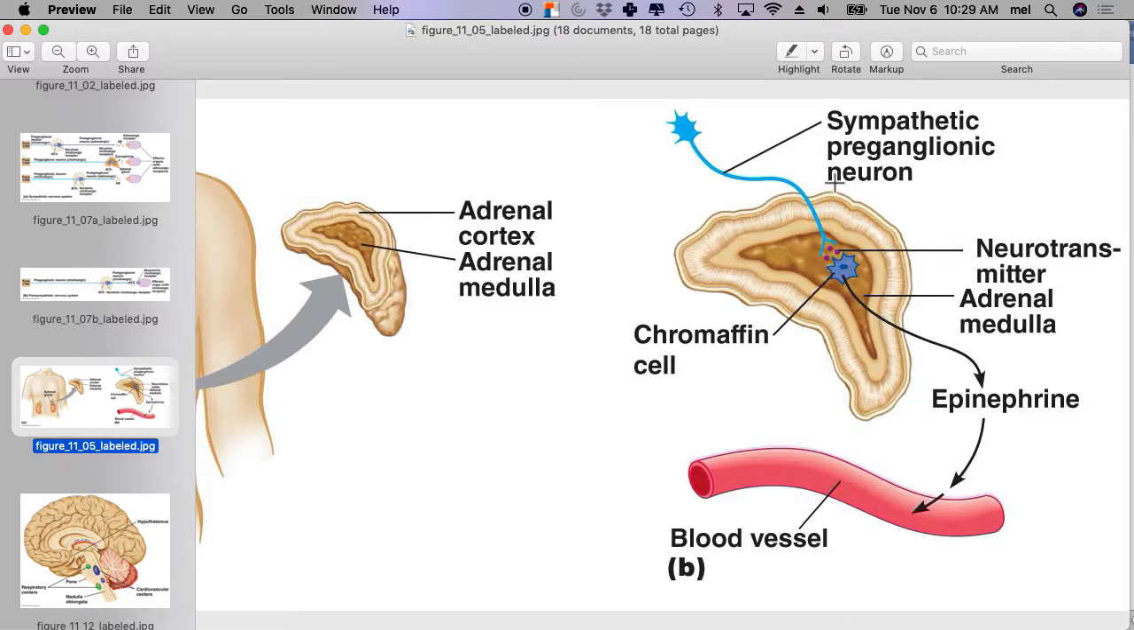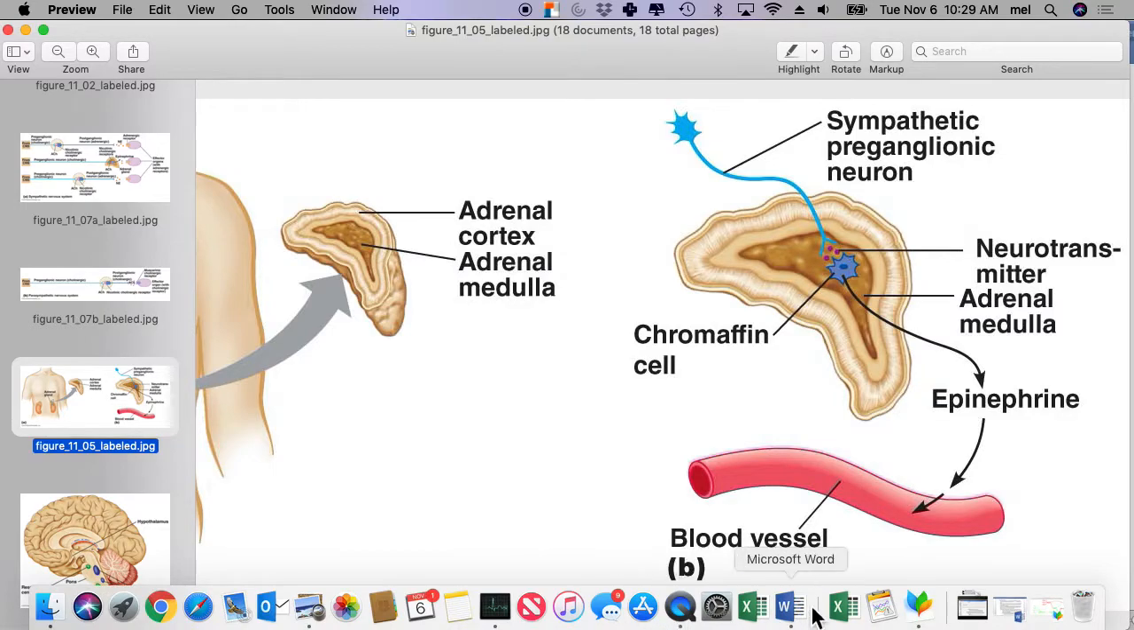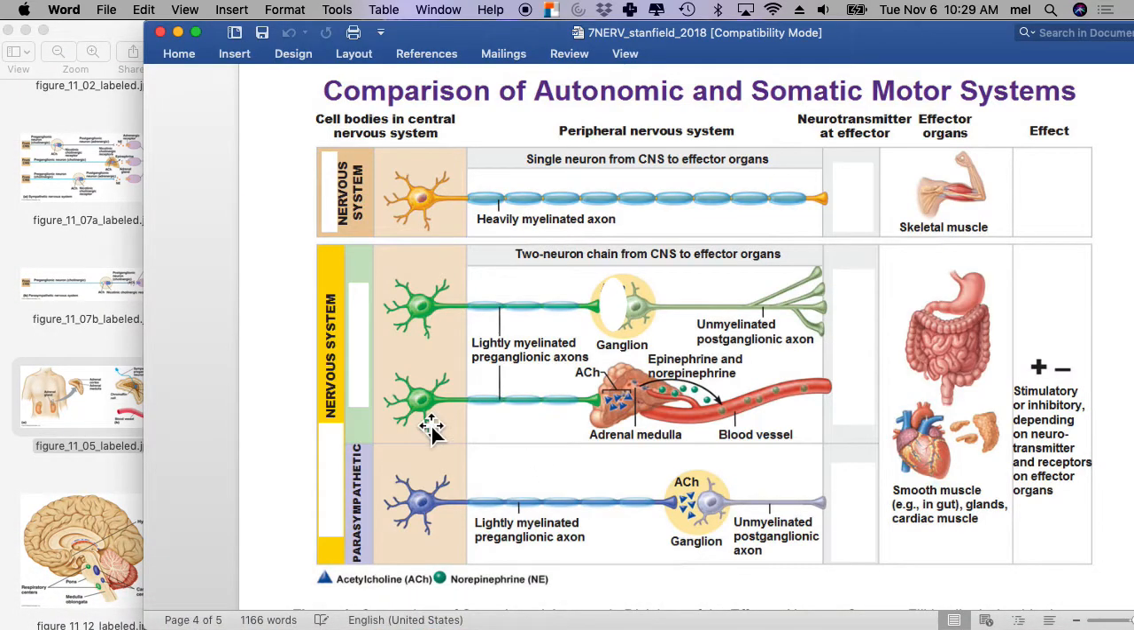This is the only exception to the two neuron chain thing, because this last one doesn't really act like a neuron anymore, right? It really acts like a glandular cell or something. It's actually modified from a neuron, FYI, though. Okay, that's the only exception. So that's the same thing that we were looking at right here. Does this make sense now? You release acetylcholine, and then this one dumps epi and norepi into the bloodstream. Is that okay?